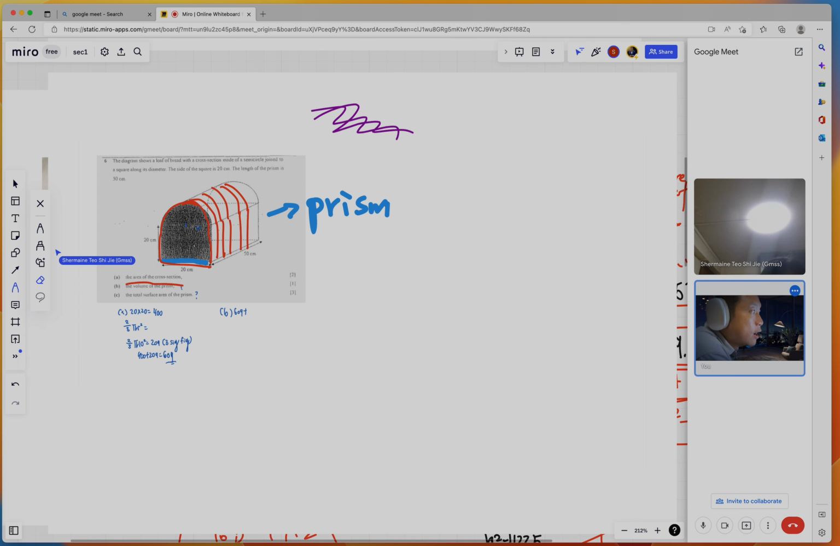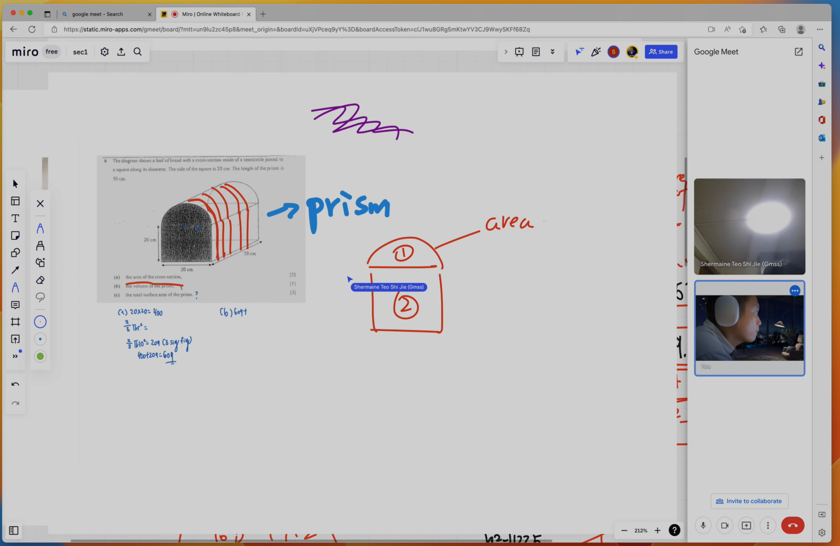Because you tell me, hey, I want to cut it this way, right? So when you cut it this way, the area that you cut out is this one, no? Does it make sense? Yeah. So how do you find the area of this one? Figure 1, figure 2.